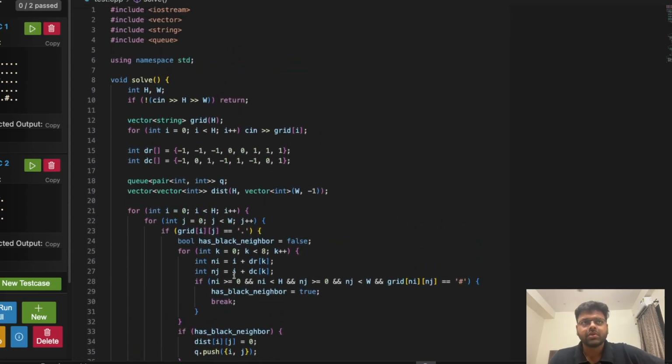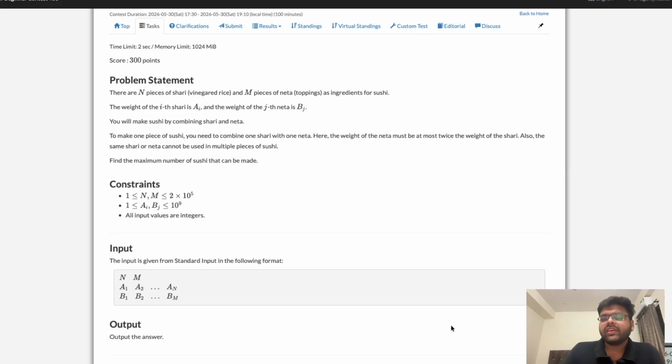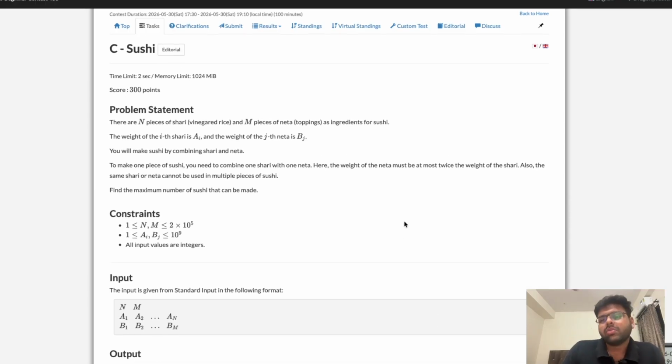So this is how you would be solving this particular problem. So now let's discuss the C problem. The C problem was actually very easy in terms of the logic part. Most of you have thought that this would be solved using a DP problem, but actually it's not. So let's see how we solve the C problem.